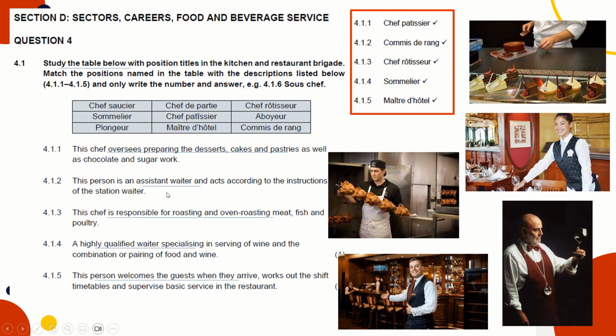The person is an assistant waiter and he acts according to the instructions of the station waiter. This is the commis de rang. The next question 3. This chef is responsible for roasting and oven roasting meat, fish and poultry. Over here you can see how these chickens are going to be roasted in a rôtissoire, and that is why this person is called a rôtissier, a chef rôtissier.